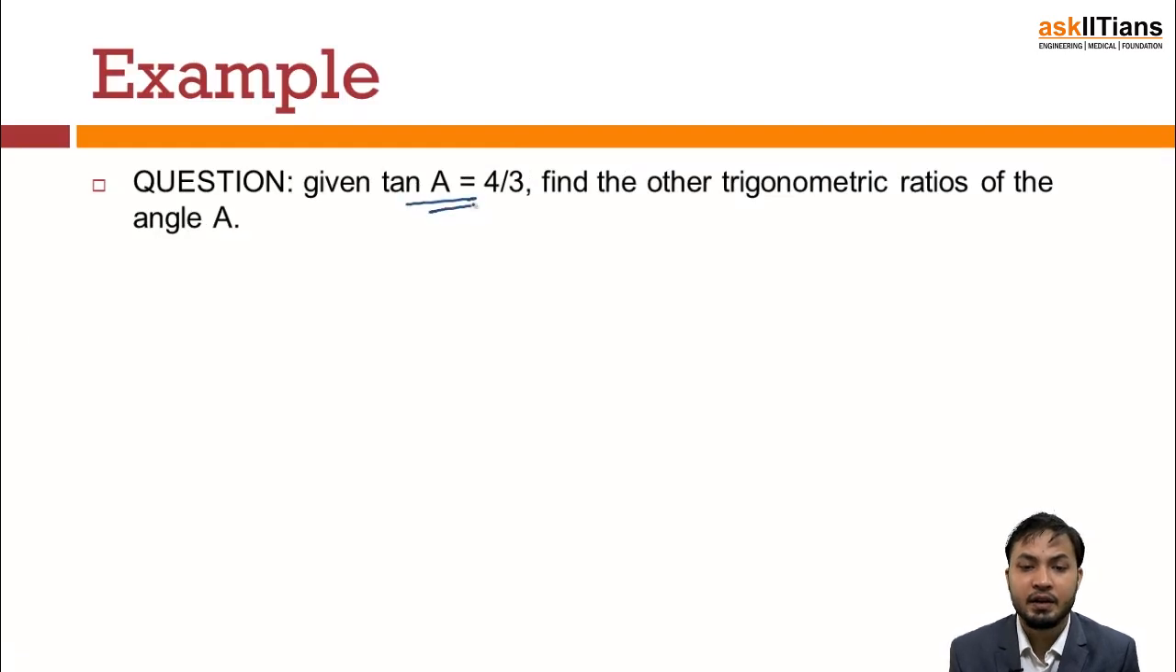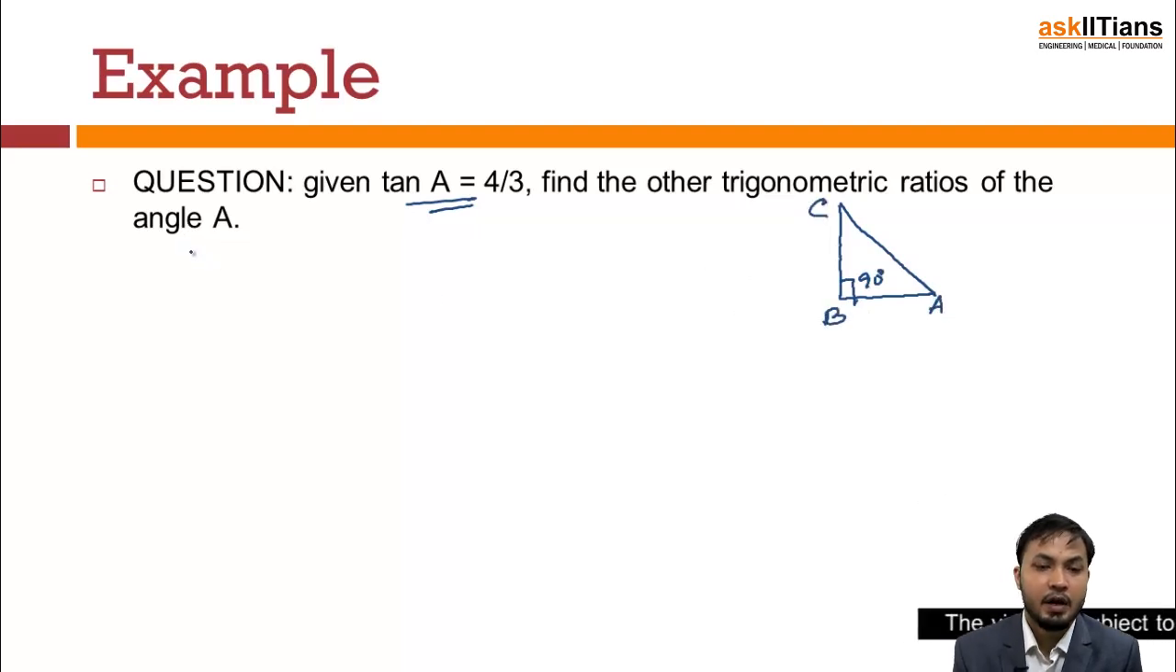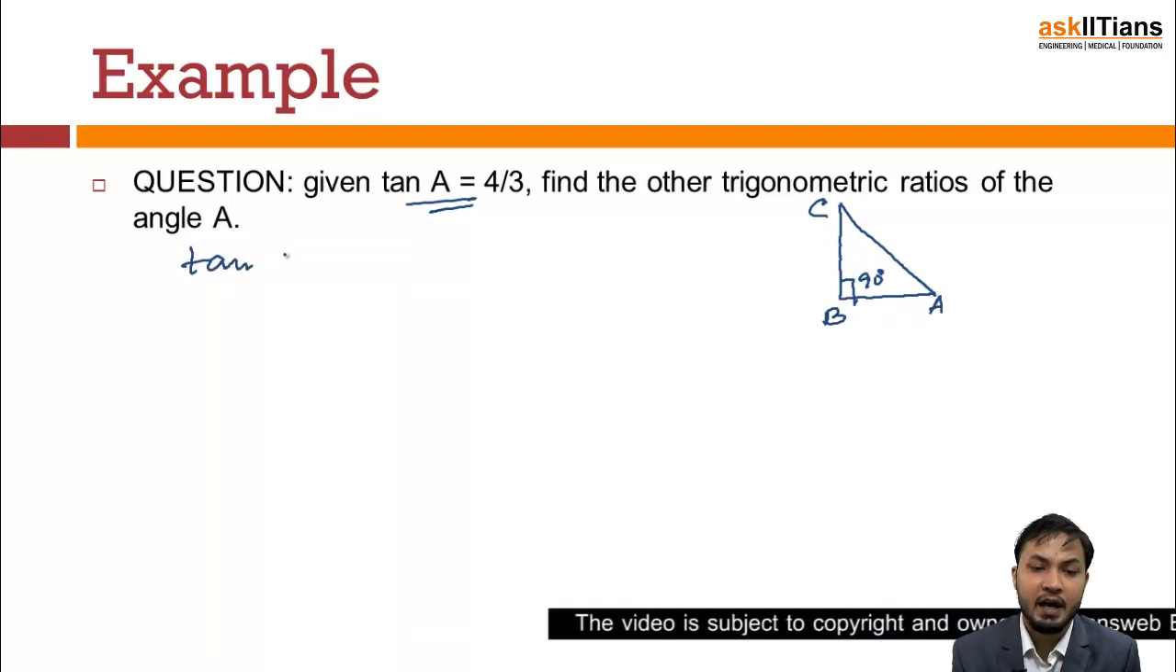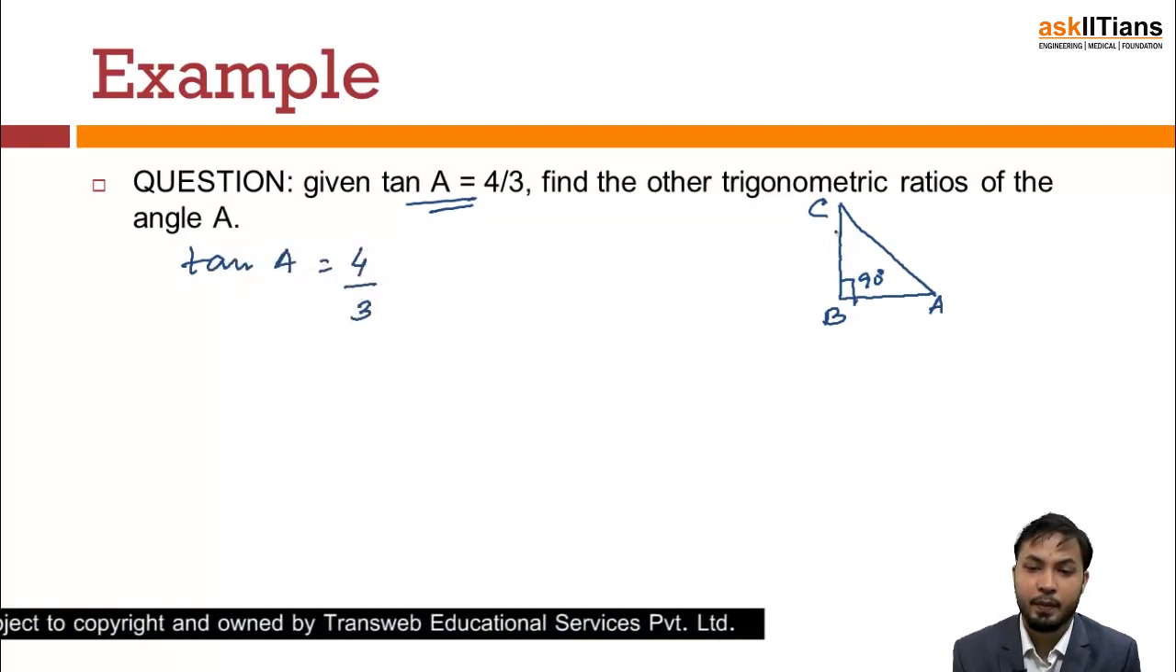Now, it is given that my tan A is equal to 4 by 3. You need to find the other trigonometric ratios of this angle A. Now, let's draw my triangle first. This is my 90 degree. This is my A, B and C. Now, it is given to me that tan A is equal to 4 by 3.